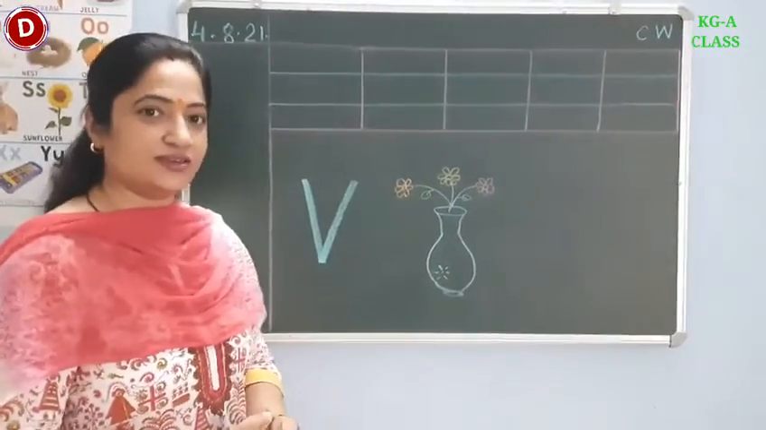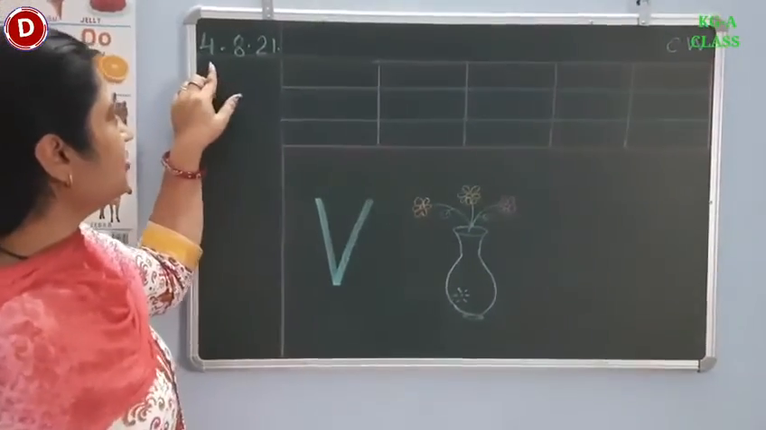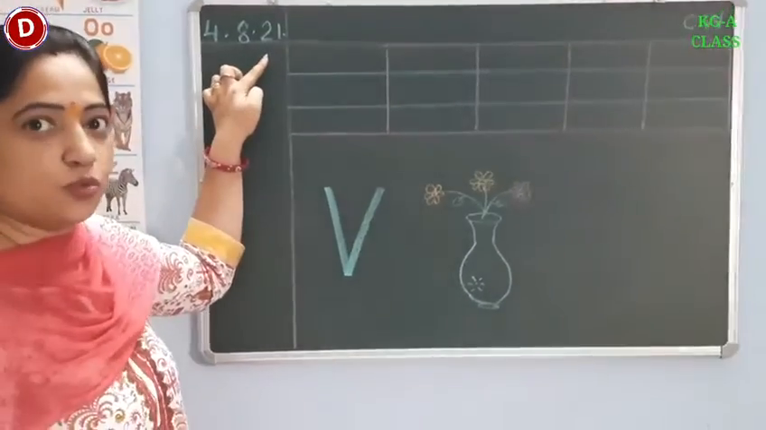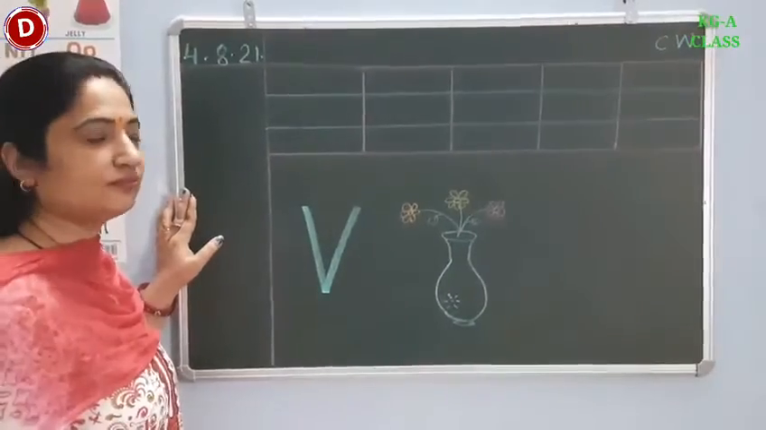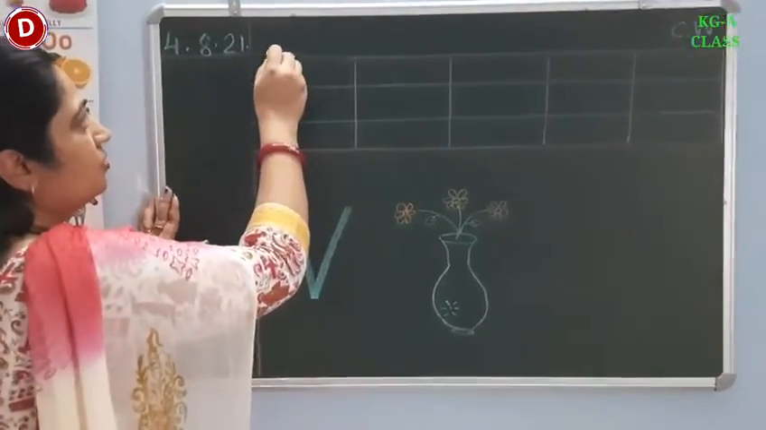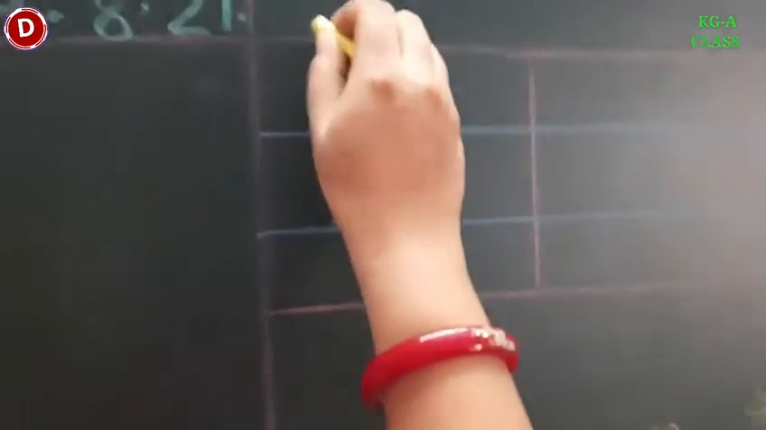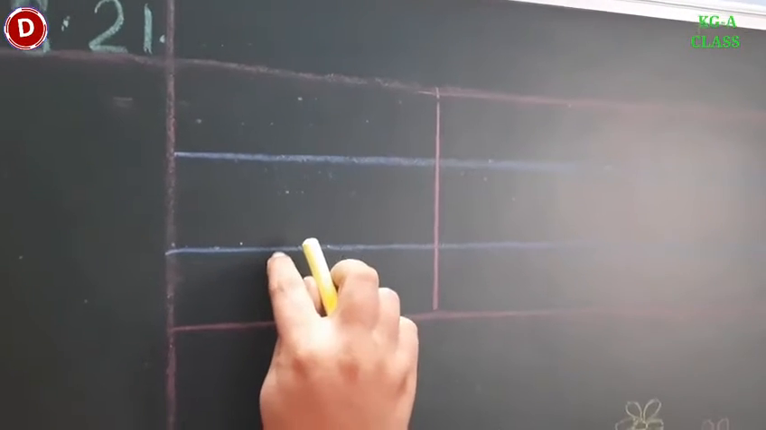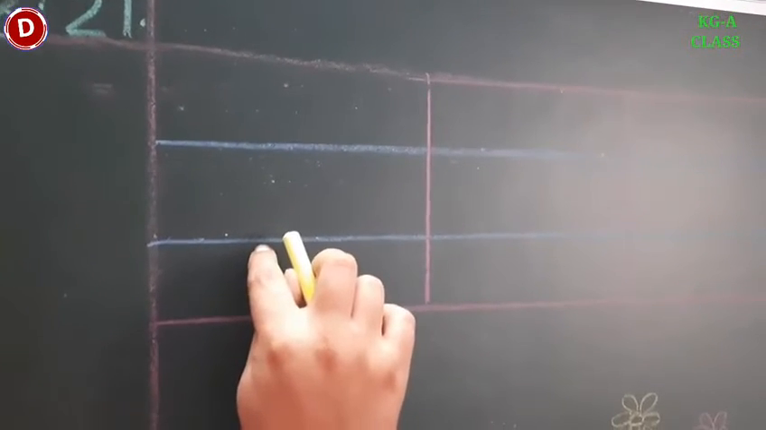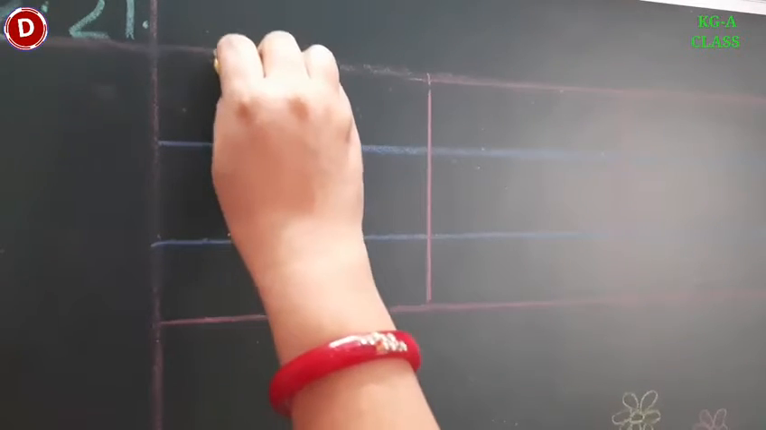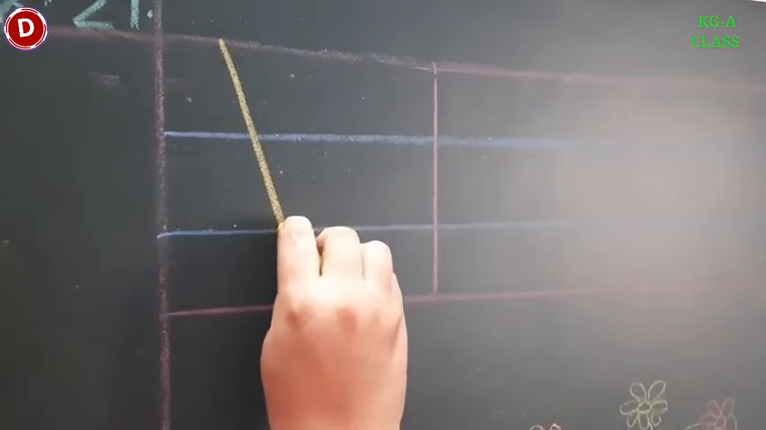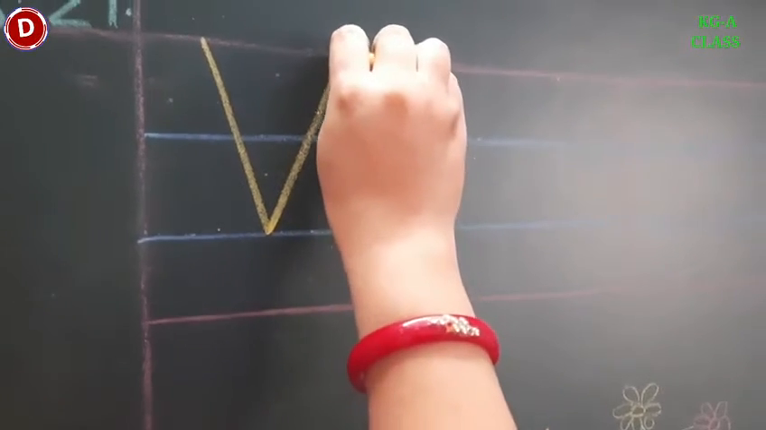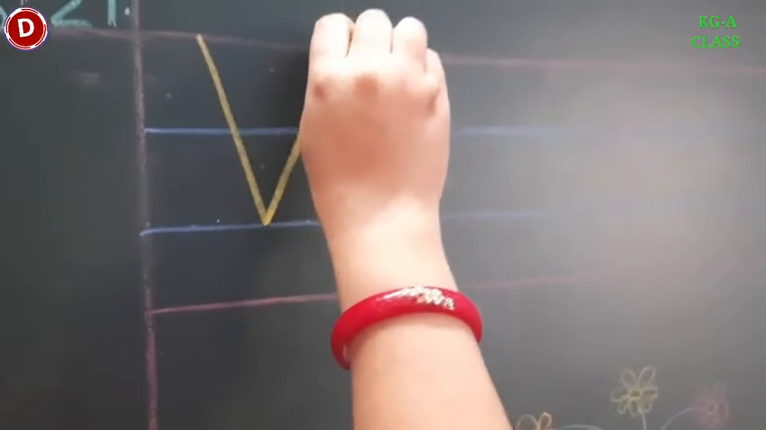Now let's write. Children, let's have a look. This is today's date. Today is 4th August 2021. Now children, put your pencil on the red line. From here, you have to make a slanting line till the second blue line. One slanting line like this. Then you have to go up like this. Again, you have to make one more slanting line and touch the red line.